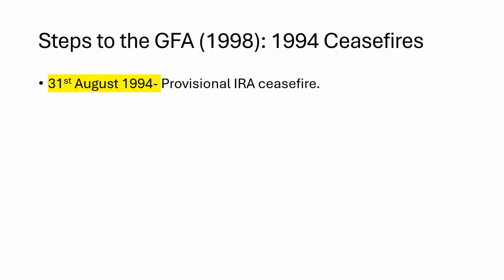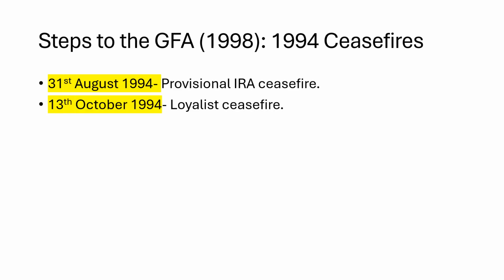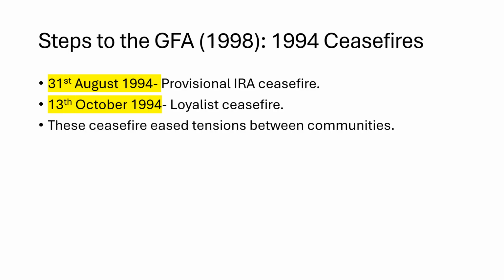As you should know, on the 31st of August 1994, the Provisional IRA announced a ceasefire. On the 13th of October that year, loyalist paramilitary groups also announced a ceasefire. So these ceasefires ended tension between communities, or not ended, rather eased. There's still tension there, but when they've called off their active campaign, you don't have to be as worried about them.